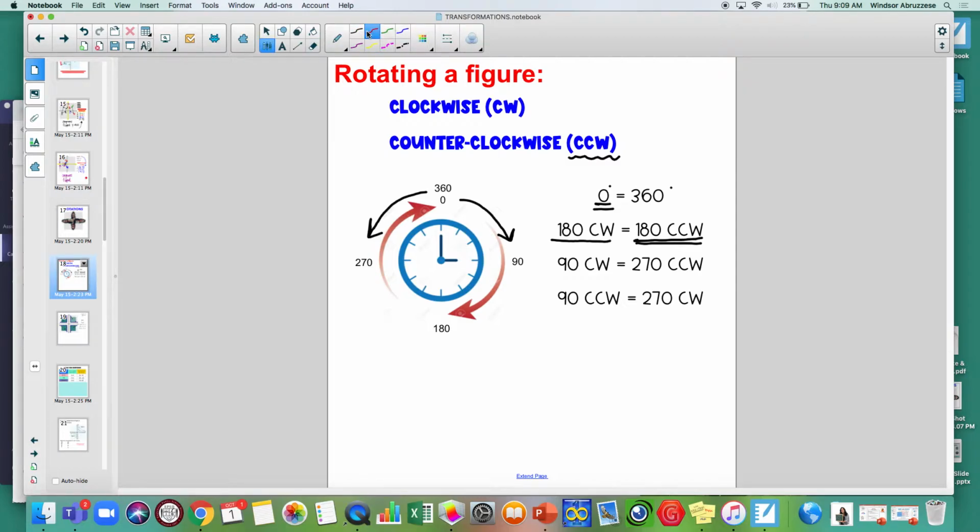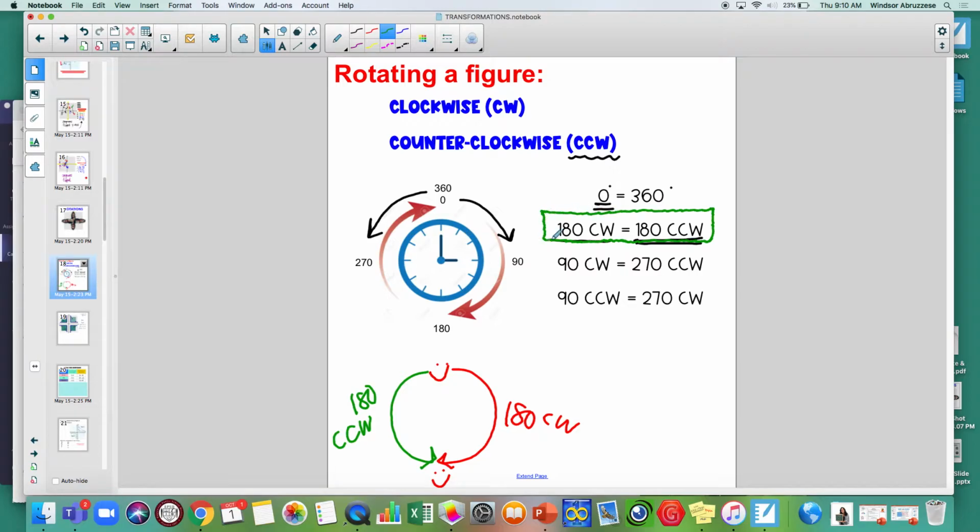So if I'm here, and I turn 180 degrees clockwise, now I'm down here. But if I turn 180 degrees counterclockwise, I'm still in the same spot. So 180 clockwise, 180 counterclockwise, it doesn't matter. It's the same thing. They are congruent turns. That's important to pay attention to because when we talk about 180, sometimes in the textbook they don't differentiate between clockwise and counterclockwise because they're the same.